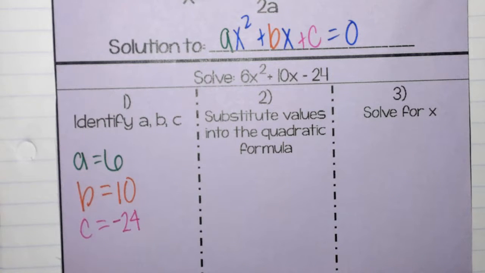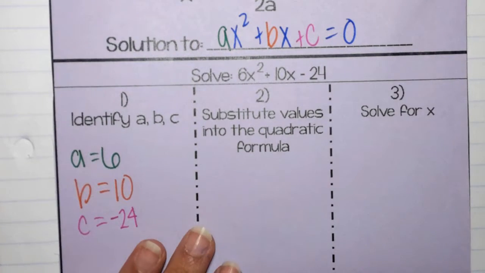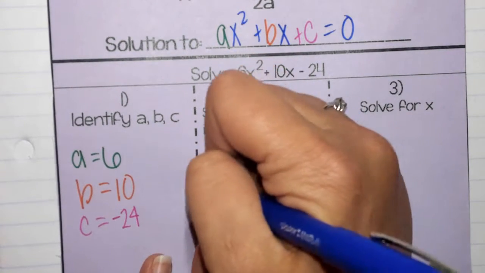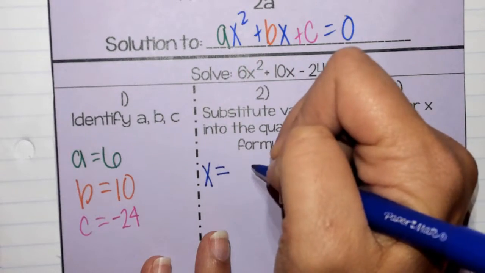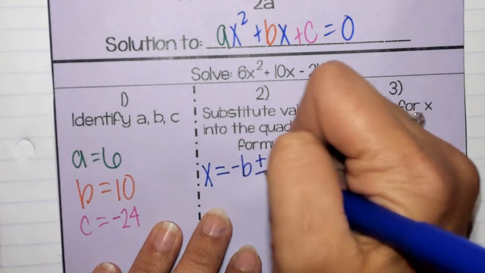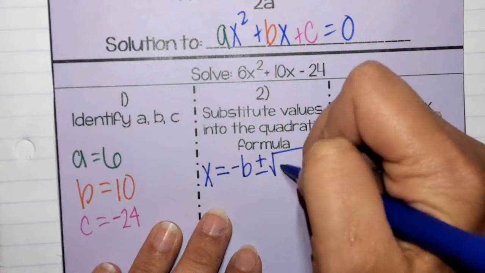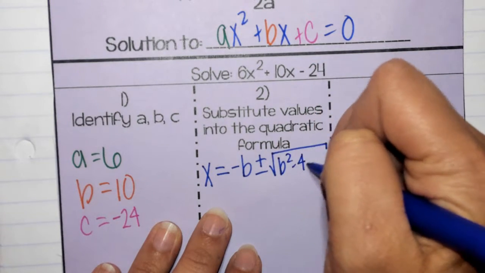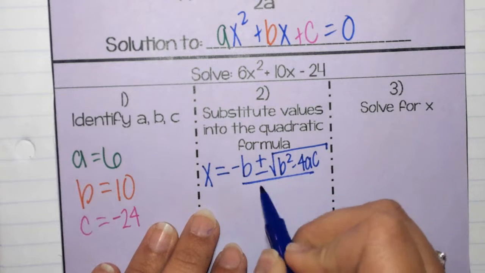Okay. Now what we're going to do is write down our quadratic formula. What is the quadratic formula? X equals opposite of B plus or minus square root B squared minus 4AC all divided by 2A.